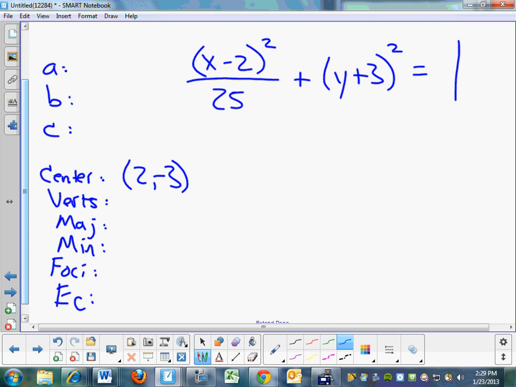What's your A value? 5. B value? Good. It's divided by 1, and the square root of 1 is 1. The C value, I would have to take A squared minus B squared. What's 25 minus 1? Square root of 24. 2 square roots of 6. This is approximately 4.9. So now we have all the important characteristics.